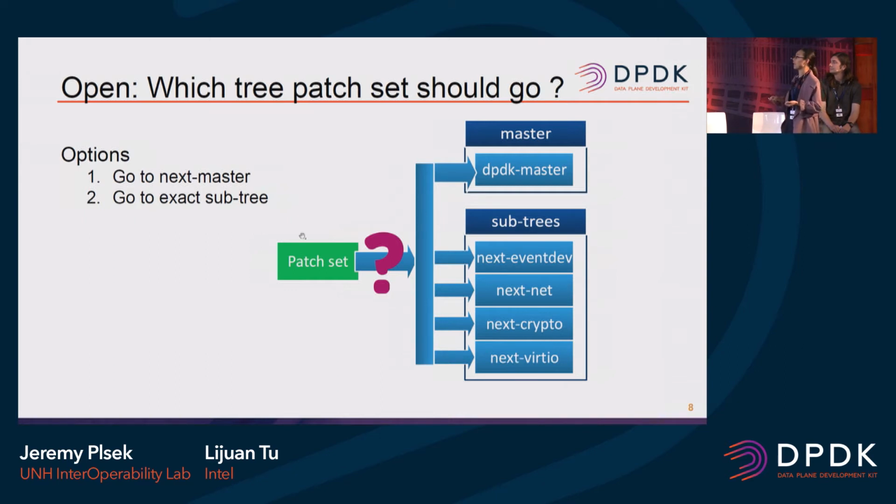And this is my answer to these questions. Which tree should we go to? We will have two options. With option 1, we will go to the next master, and with option 2, we want to let it go exactly to the subtree, maybe next-net. It depends on what we identify for the patch set.